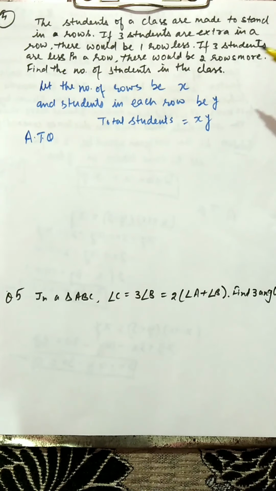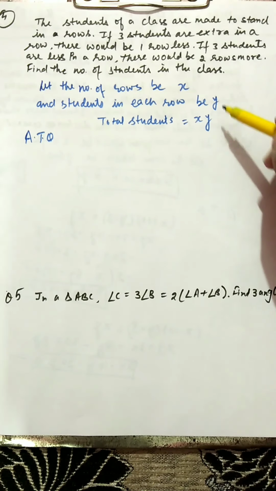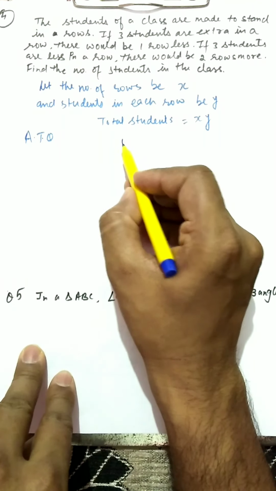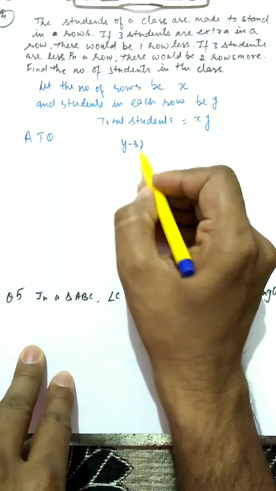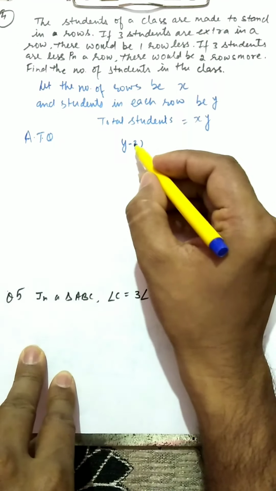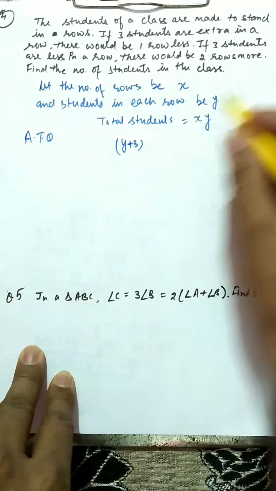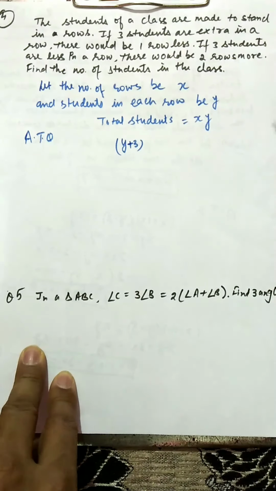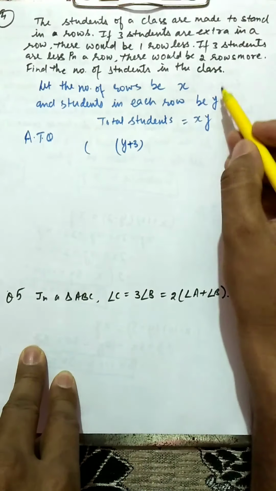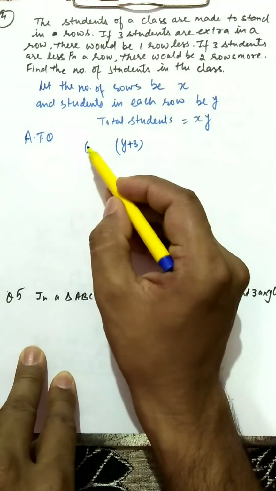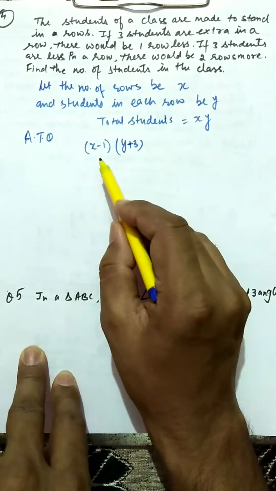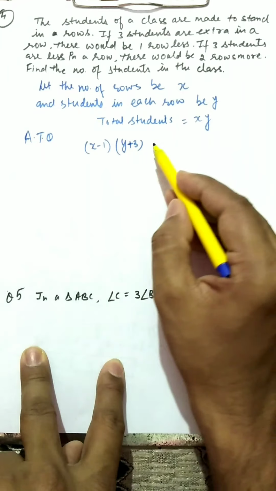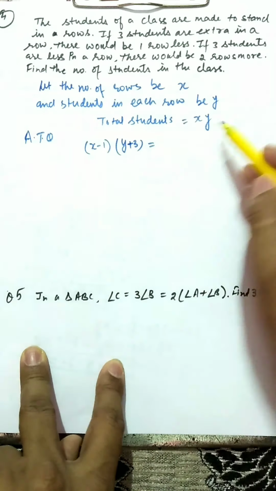If 3 students are extra in a row, there would be one row less, and it means the number of students is less, so this is y minus, and extra means plus. So if there are 3 students extra in a row, there would be one row less. So earlier it was x rows, and now it will be x minus 1 rows. But even if you multiply this, your total strength will remain the same.